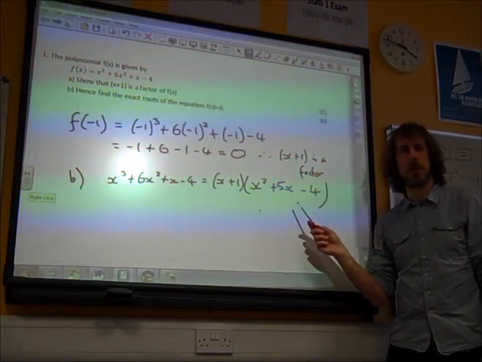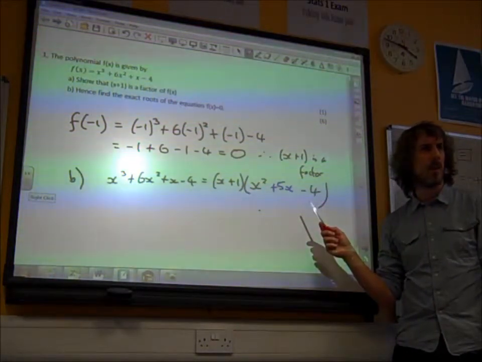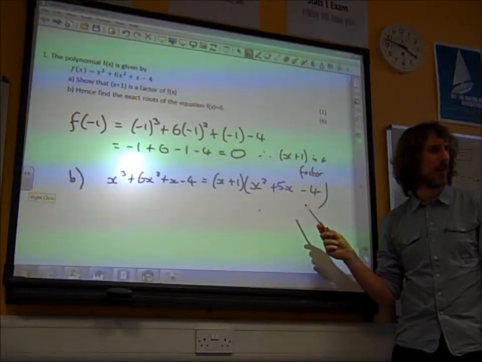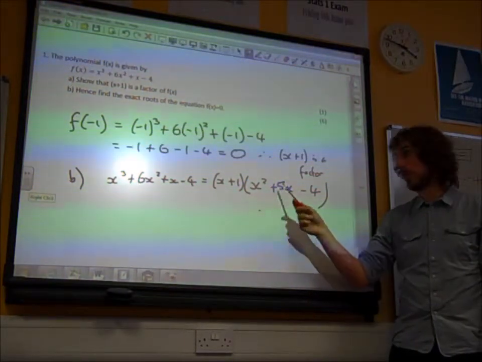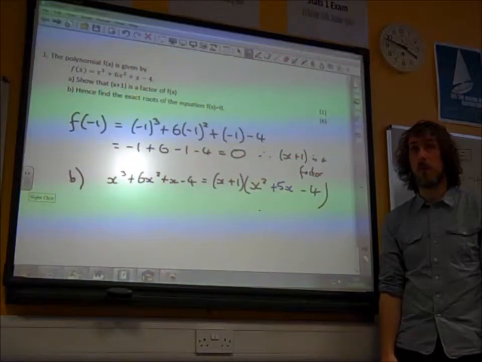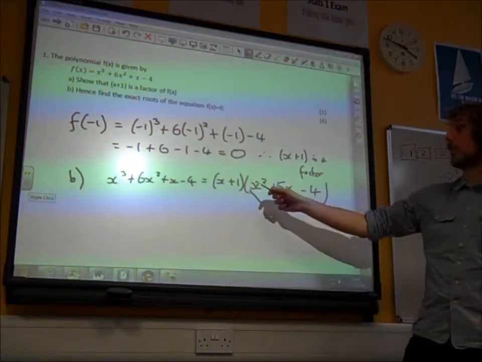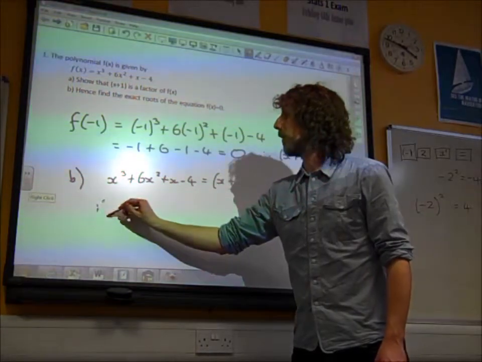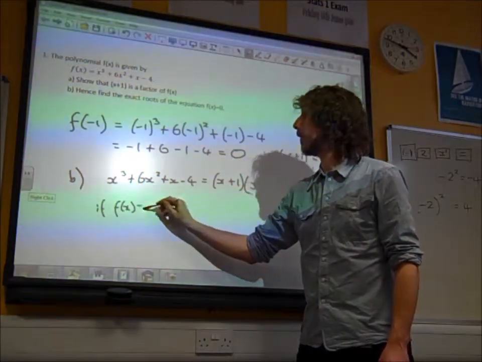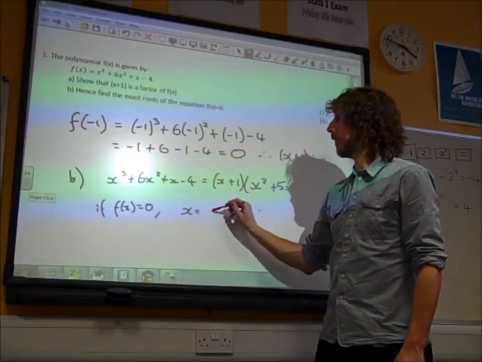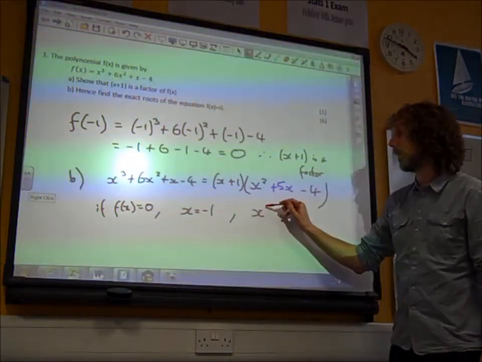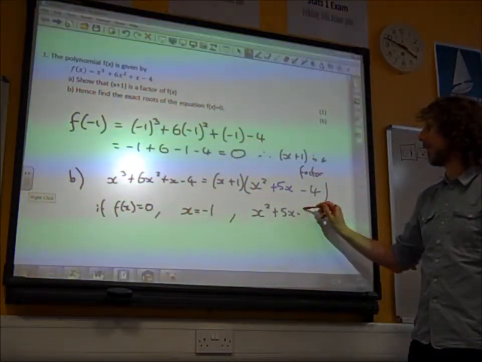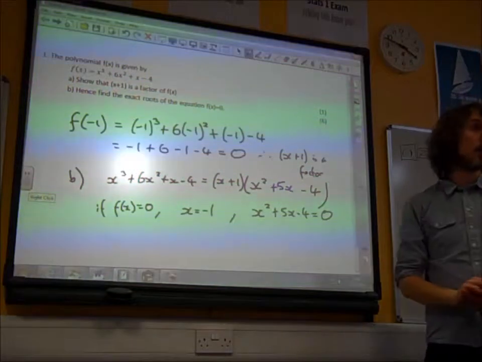Exact roots. Does this factorise? It doesn't, does it? Because it would need to be minus 4 and plus 1, which couldn't combine to give us a plus 5. So one of the roots is x equals minus 1. The other roots are when x squared plus 5x minus 4 equals 0.